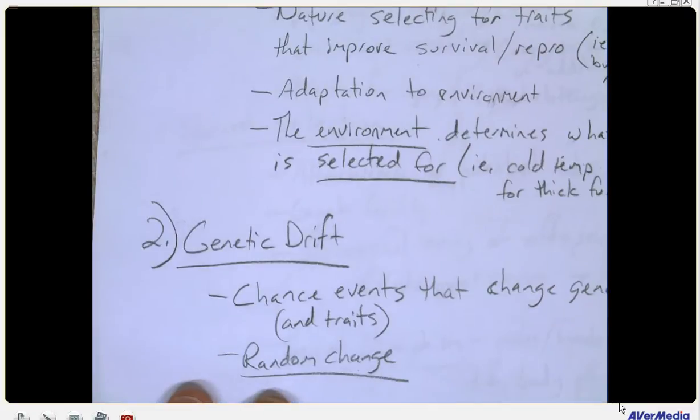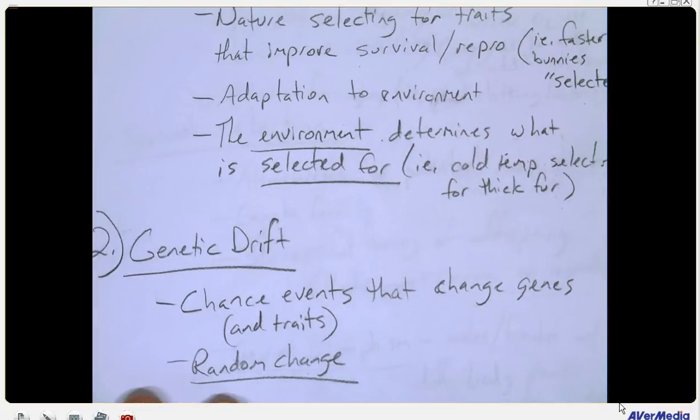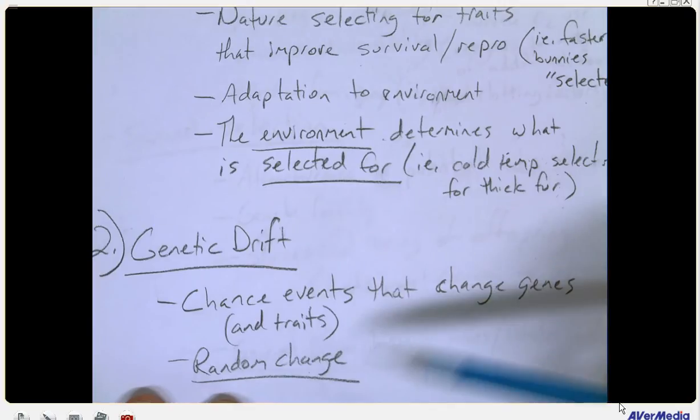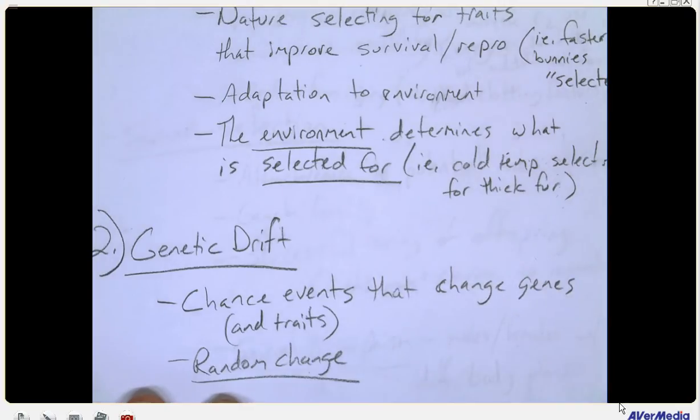Here we have genetic drift. Genetic drift is the other way genes change over time. Chance events that change genes and traits. This is a random change. Pause at this time.